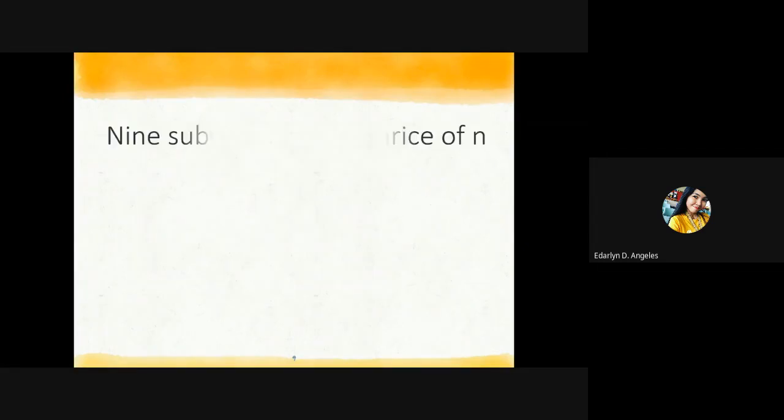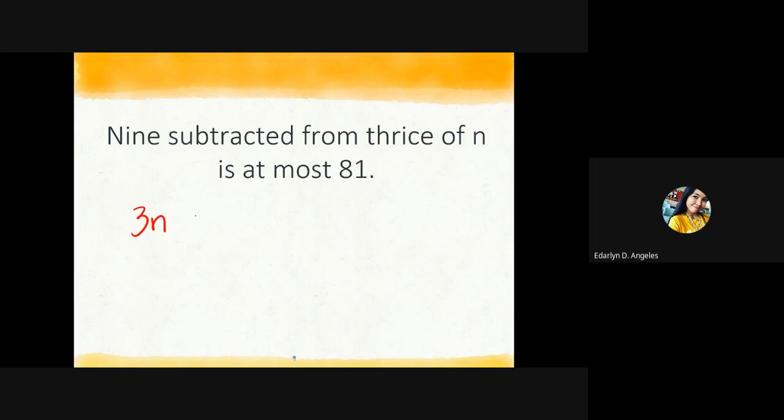Okay, next, 9 subtracted from thrice of n is at most 81. So how do we translate this one into a mathematical sentence? So we have here 9 subtracted from thrice of n, meaning to say we have 3 times n. 9 is being subtracted from thrice of n. So that would be 3 times n or 3n minus 9. Okay, because we subtract 9 from 3n.